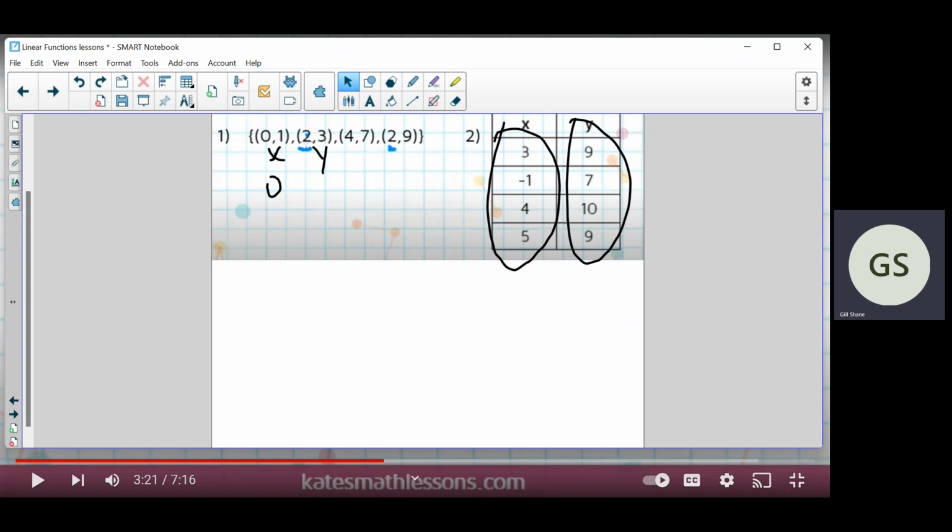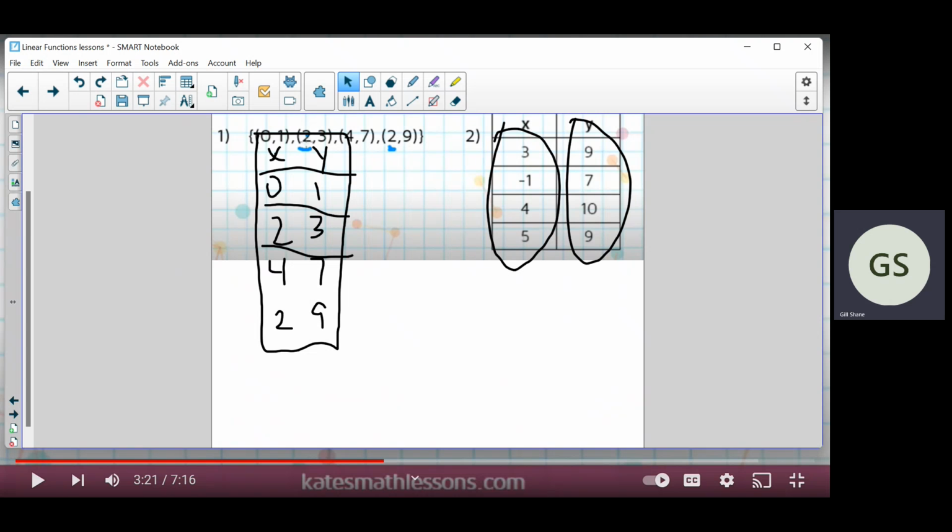If I make a mapping diagram like she was using in her video, X's will be on the left and Y's will be on the right. I'm actually going to do that in a second. So for this table, 0 goes with 1. So that's my first ordered pair. I'm just taking each ordered pair and putting them in a table. 2 goes with 3. 4 goes with 7. And then 2 goes with 9 for the last ordered pair. So there's the table. I just took that data, I put it in a table format. It's the same exact data, it's just in a different format.